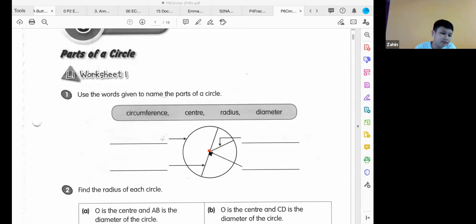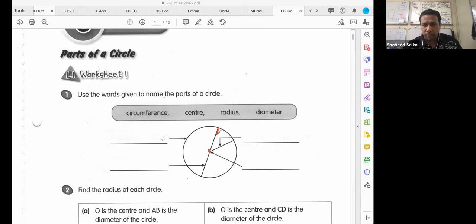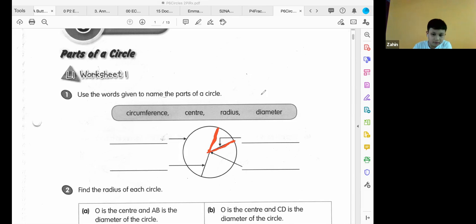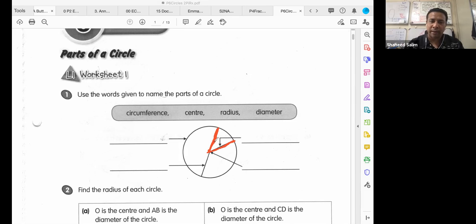Now, this one, what is this? Center. Okay, what about this one down here? Ilhan, this red part, what do you call it? Ilhan is not there. Zahin? Radius. So the last part, the whole thing, if it cuts through the center, it's called diameter. Okay, easy, right? So we are gonna move on to the next one. You must know these parts of the circle.